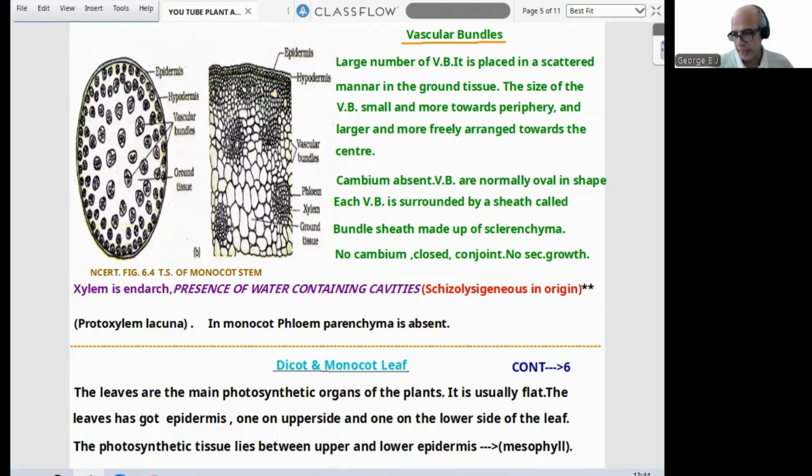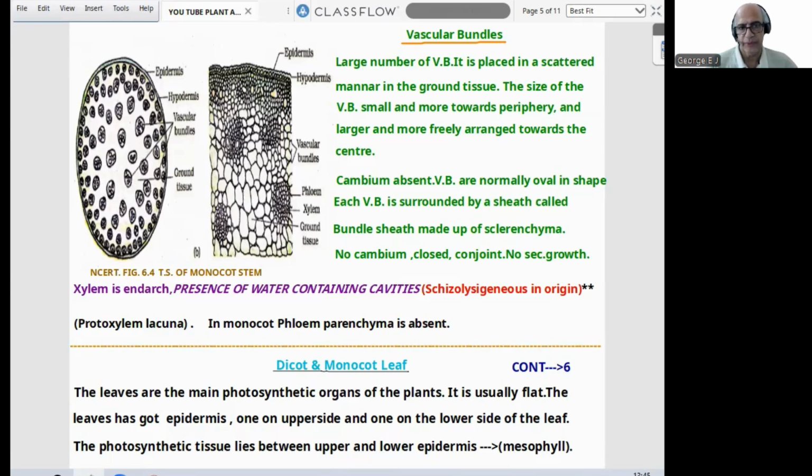Presence of water-containing cavities. These are schizo-lysigenous in origin. It's a predominant question, schizo-lysigenous in origin. And these water-containing cavities are often called protoxylem lacuna. And we already studied that in monocot, phloem parenchyma is absent. That is regarding dicot stem and monocot stem.